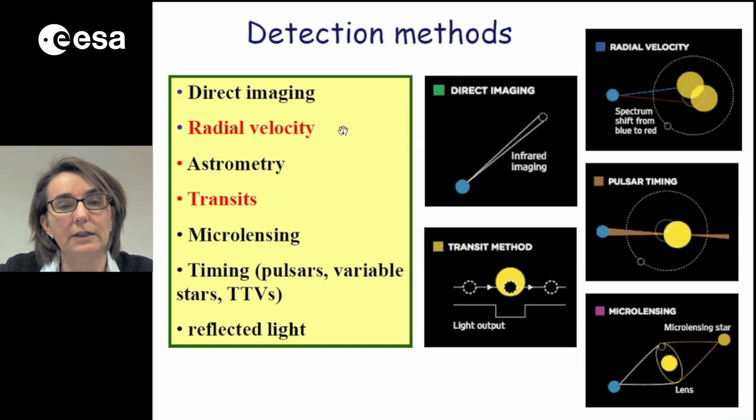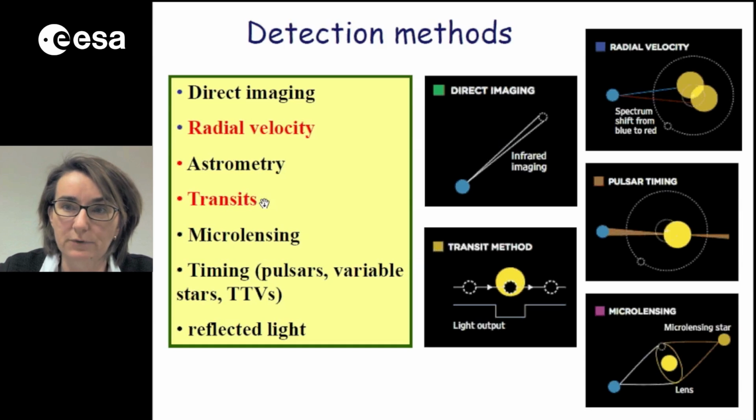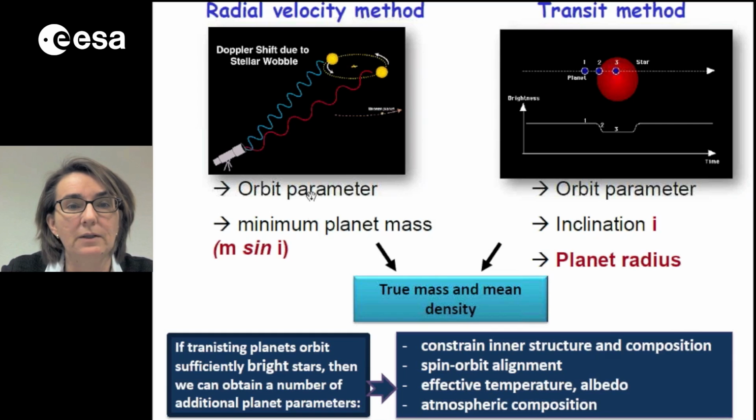I just want to highlight two methods, the radial velocity and the transit method, because they are not only the most successful today, but they also provide us with a wealth of information about the planet and its characteristics. So in this plot to the left, this is showing you the radial velocity method. The radial velocity method measures the movement of the star.